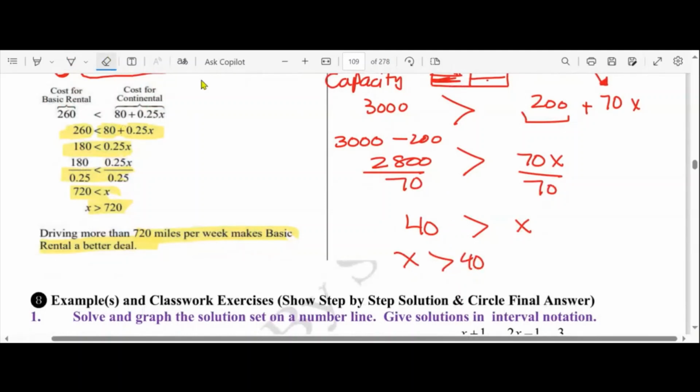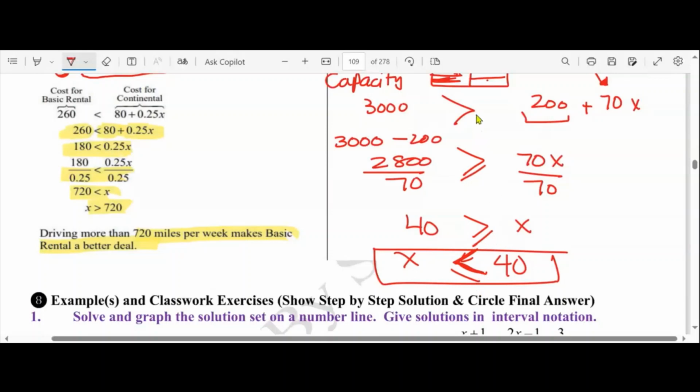Oh, okay. I'm sorry. I think x is less than or equal to 40. So that's the maximum you can have. Maximum. Okay, so the maximum you can have is 40, not more than 40. Otherwise, what happened to the lift? What happened to the lift?